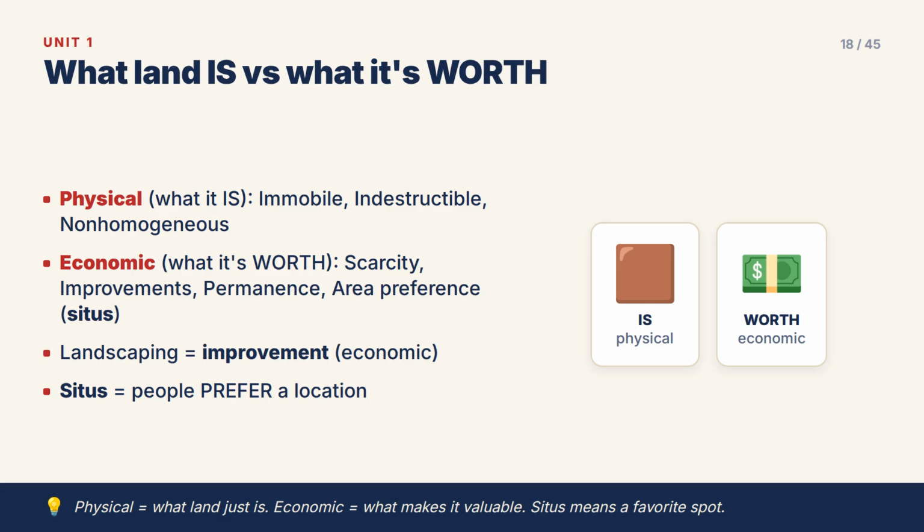Physical characteristics are what land is: immobile, indestructible, and non-homogeneous, no two parcels alike. Economic characteristics are what make it worth something: scarcity, improvements, permanence of investment, and area preference, also called situs. So landscaping a property? That's an improvement, economic, and the word situs means people prefer a location, not landscaping.